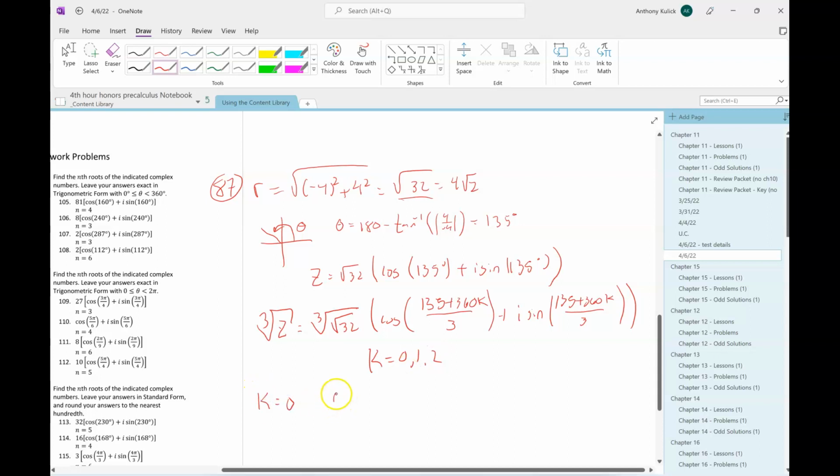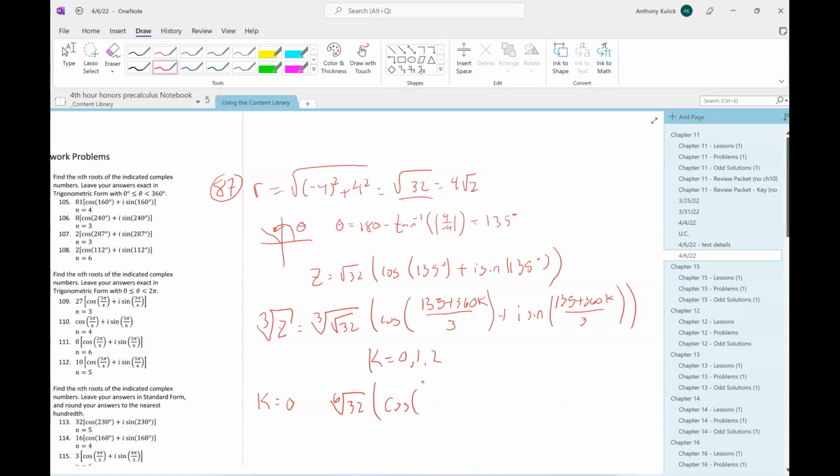So for k equals 0, we have the 6th root of 32 times cosine of 135 divided by 3. What is that? I don't think it's something, is it? It's 45? Of course it is, Mr. Kulik, you dummy. Sorry, Mackenzie. I knew that.